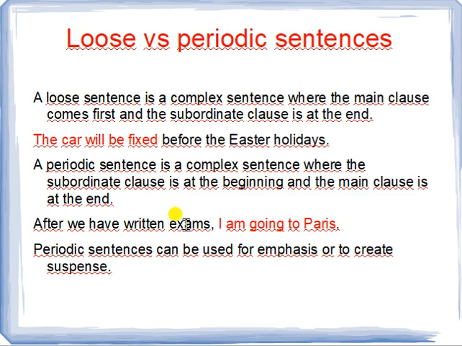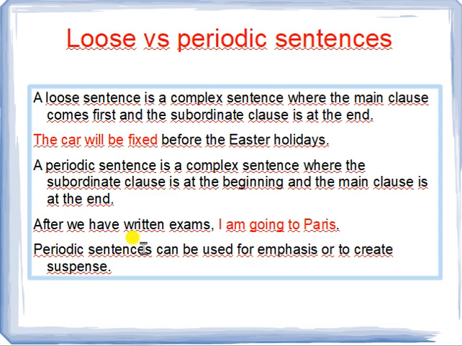After we've written exams and I've seen how well I did, and I've spoken to my auntie, and I've gotten enough money, and I've researched all the destinations in the world, then I am going to Paris. That sentence makes you wait for after this and after that and after the other, and finally it tells you, I'm going to Paris. So you could use a periodic sentence on purpose to create suspense in the mind of your reader.